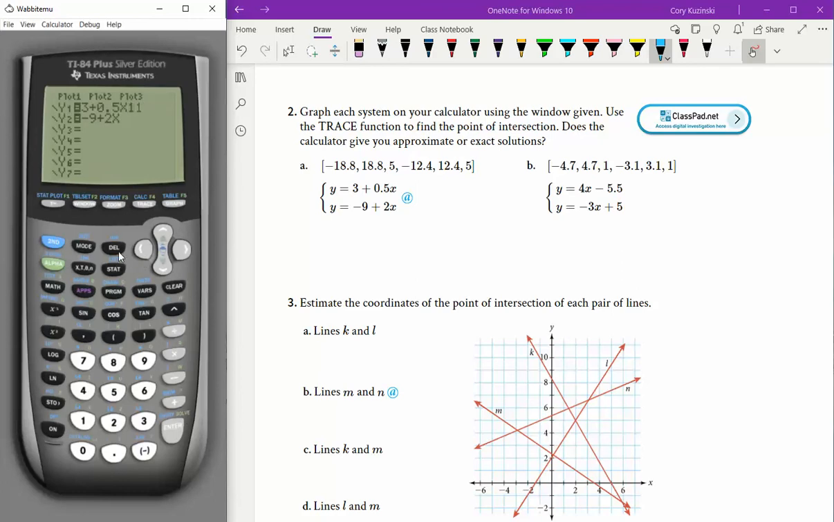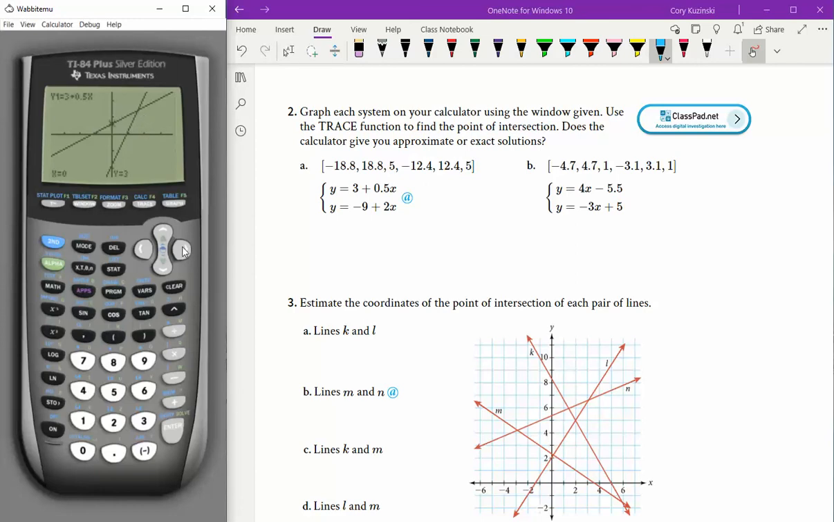Oops, I didn't enter my equations right. There we go. All right, let's graph these. Oh, I did something wrong here as well. Oh yeah, I want negative 9, not a minus sign. There we go. And it looks like they're going to cross at somewhere just shy of 2 and just above 1.